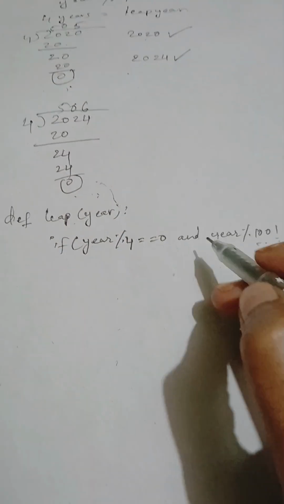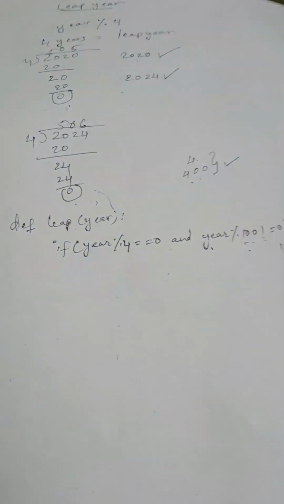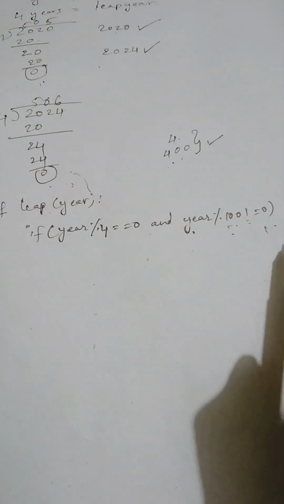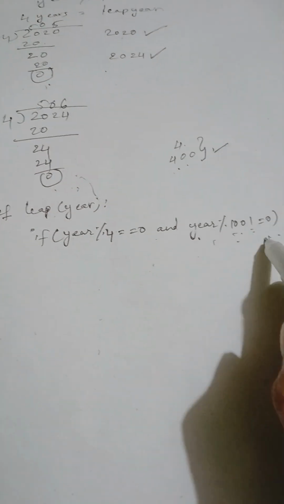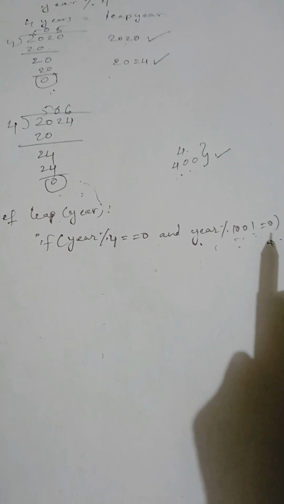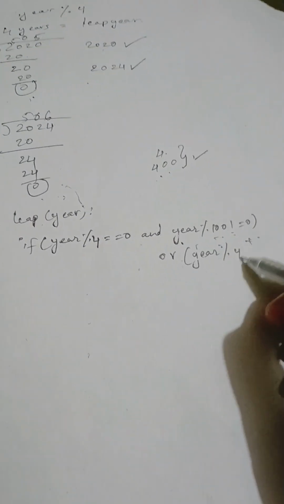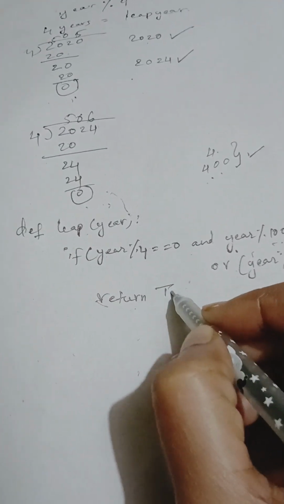If any year is divisible by 4 and 400, it is a leap year, because once in 4 years we will get a leap year, and once in 400 years it will definitely be a leap year. But once in 100 years we won't get a leap year, so it should be not equal to 0. And we will keep this logic: year divided by 400 equal to 0, then return true as boolean.